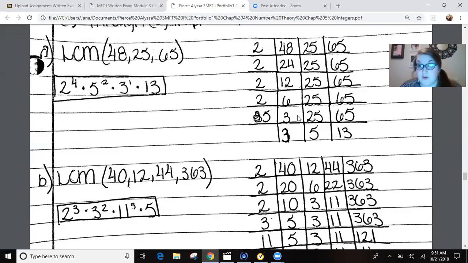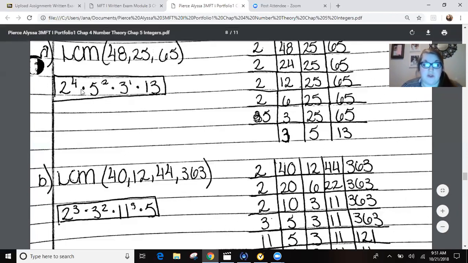They both end in 5, so 5, because 5 is a prime. So 3 can't break down by 5, and the rest can. So we have 3, 5, and 13. Now we're going to add these up. You see we have 4 2s, so that's 2 to the 4th times 5 to the 2nd power, because we have 2 5s, 3 to the 1st power, and then 13 to the 1st power. And that's just our breakdown.